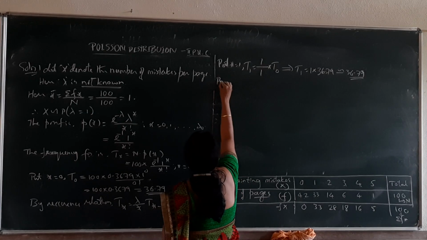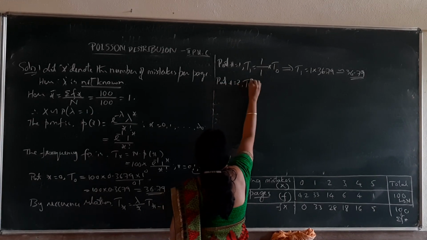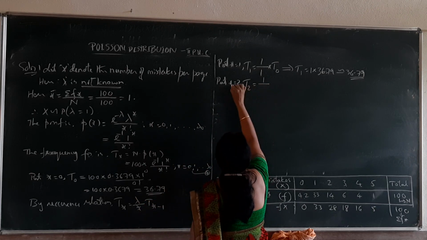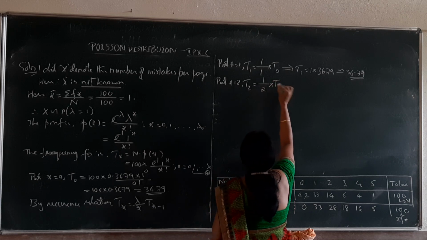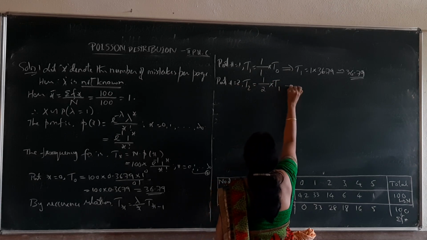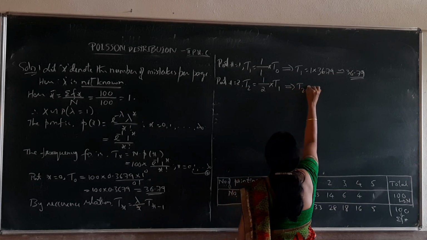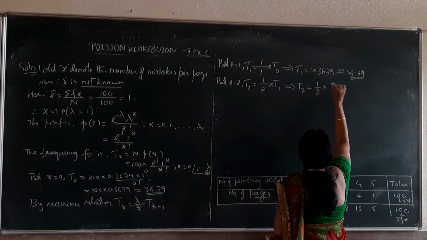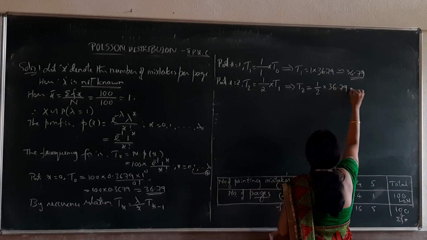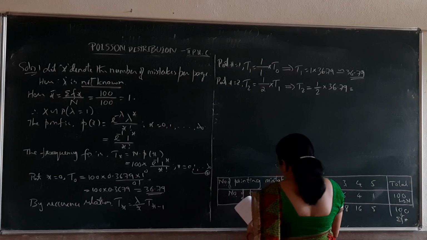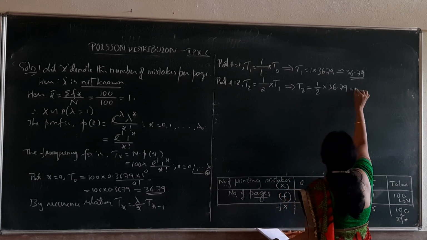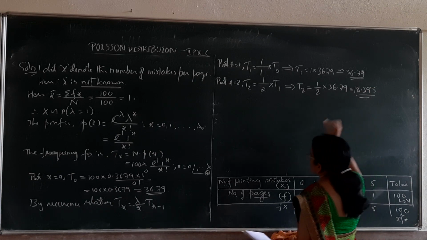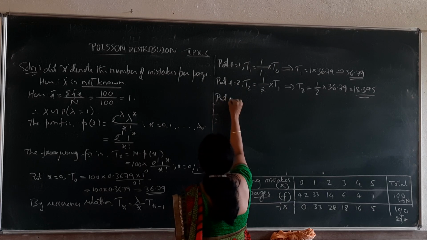Put x equal to 2. T2 is equal to, once again, lambda by x, lambda is 1, divided by x is 2, into T of x minus 1, 2 minus 1, that is 1. This implies T2 is equal to 1 by 2 into T1. T1 is 36.79. Get the answer here. The answer is 18.395.